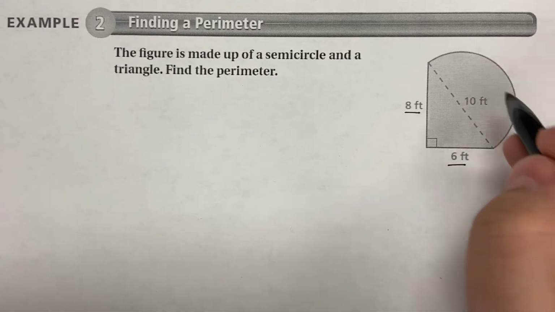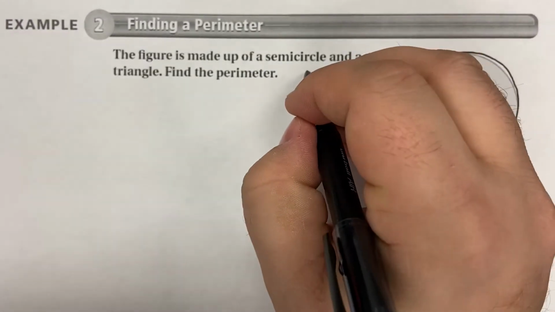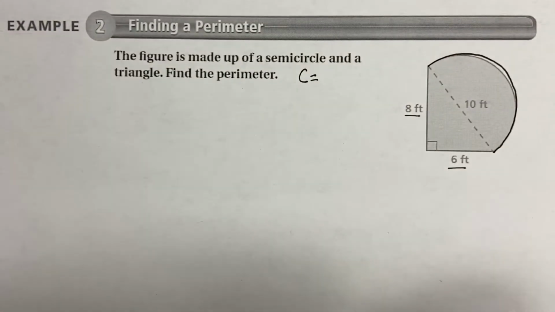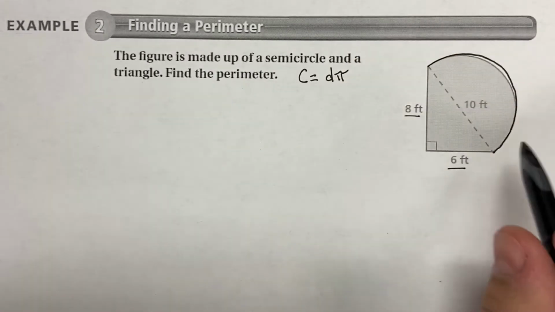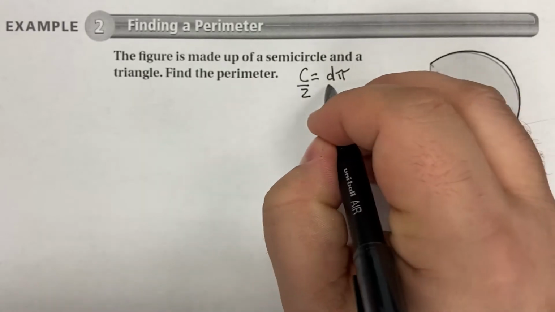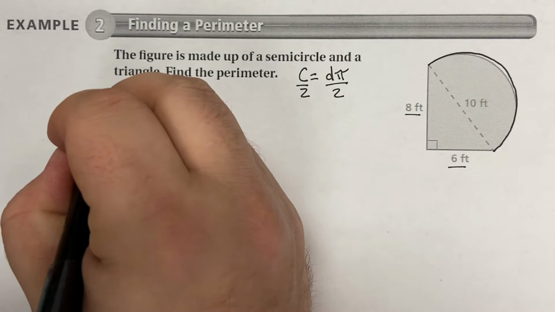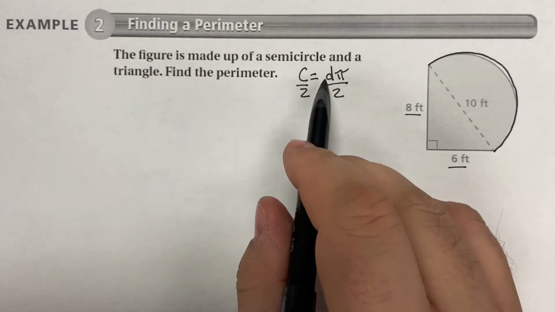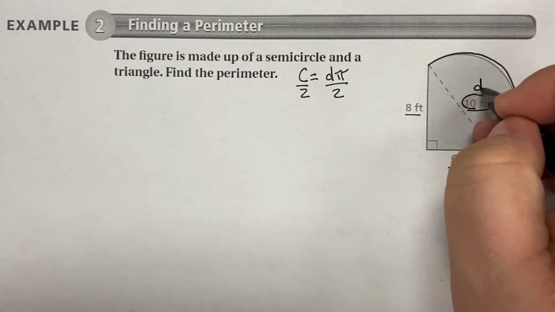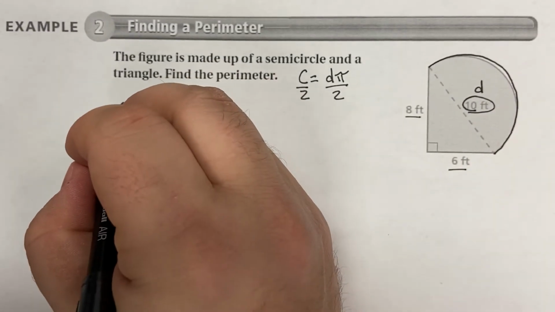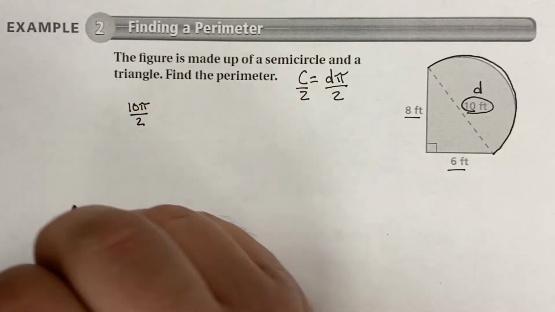So how do we measure the outside length of a circle? Well, that's called the circumference. Except here we have diameter times pi, but we have half a circle, so we've got to cut it in half. So let's do that first. We have the circumference is equal to diameter times pi. The diameter of our circle is our 10. So I'm just going to mark that. That's our diameter. And so we have 10 pi divided by 2.